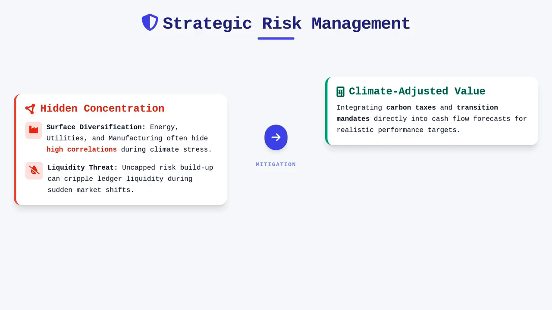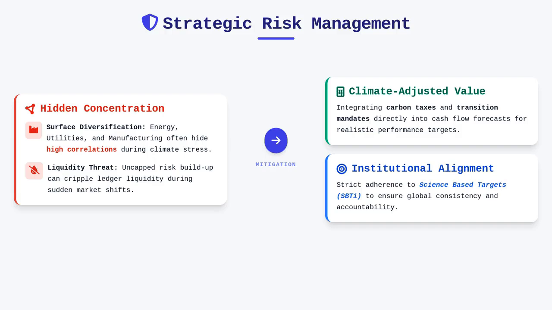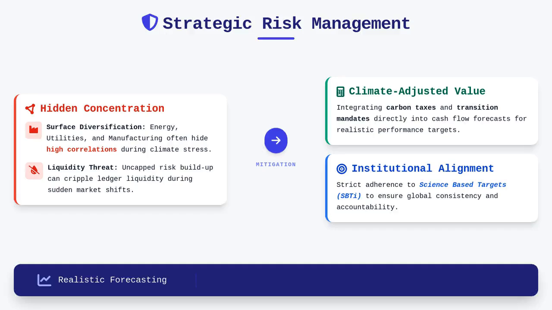We also rely on climate-adjusted valuations, which attempt to price in the projected costs of carbon taxes and energy transition mandates directly into our cash flow forecasts. This integration is vital for ensuring that our performance targets are realistic, given the changing regulatory and physical landscape of the next decade. Success here involves aligning our portfolio metrics with formal institutional targets, such as those set through the Science-Based Targets Initiative, to ensure consistency and accountability.